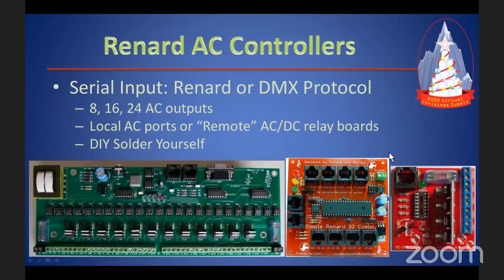If you want to be a little bit more DIY, there's also Renard controllers, which you have to solder yourself. They have two basic styles. They have controllers that have the dimming capability, or the triacs, right on the controller. That's the left. So you just hook up your AC right to it, and you send the data to it. And then they also have a remote configuration where you can plug in different triac boards and have them distributed throughout your yard.